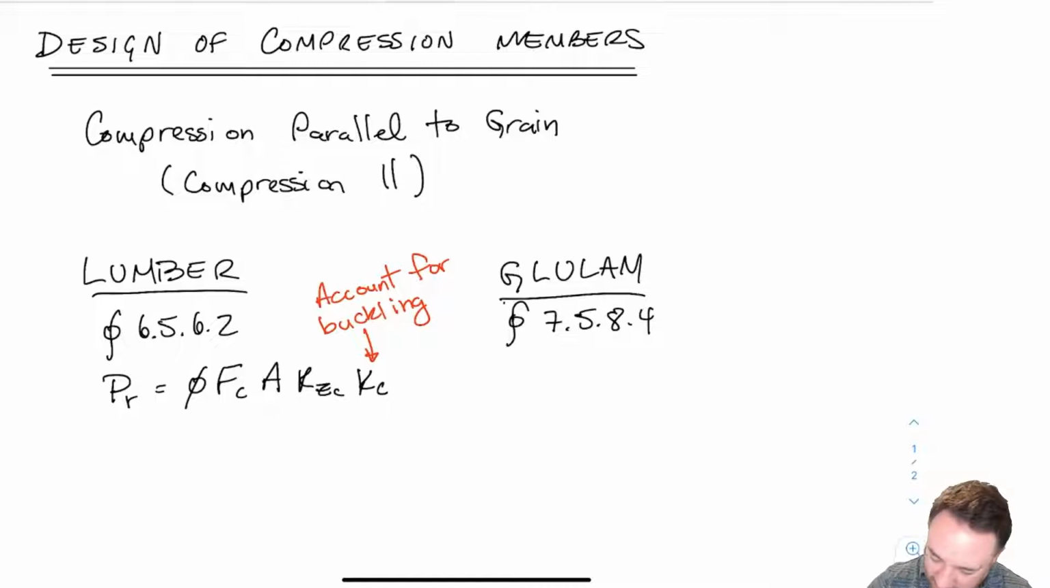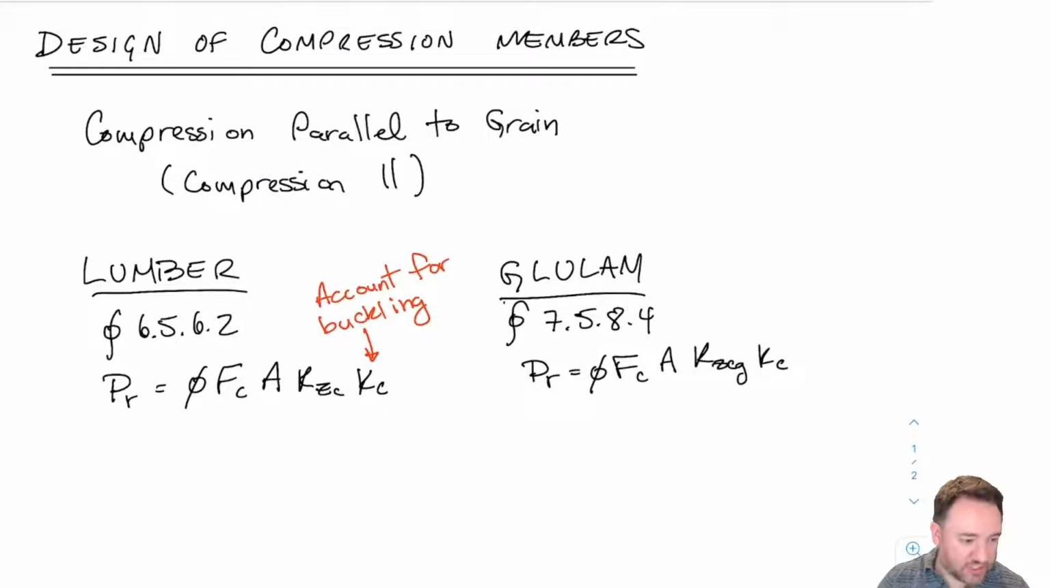Okay, for glulam, it's almost identical. So you see we have Pr, phi, Fc, again, capital Fc, which contains the modification factors. A is a cross-sectional area. Then we have a Kzc, again, g, the g being glulam, Kzcg. And then we have Kc, which is again our slenderness effect factor.